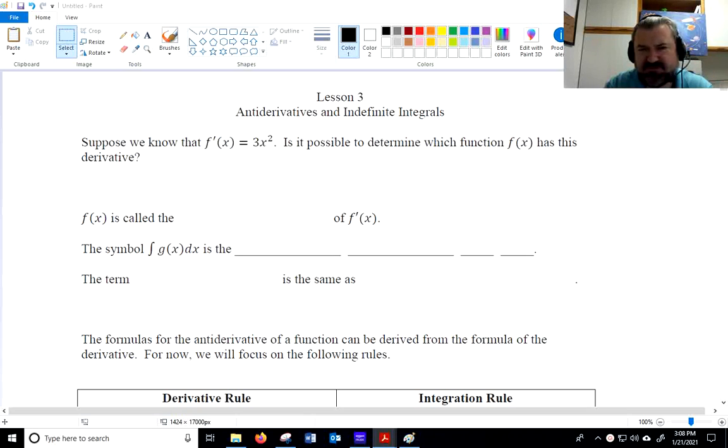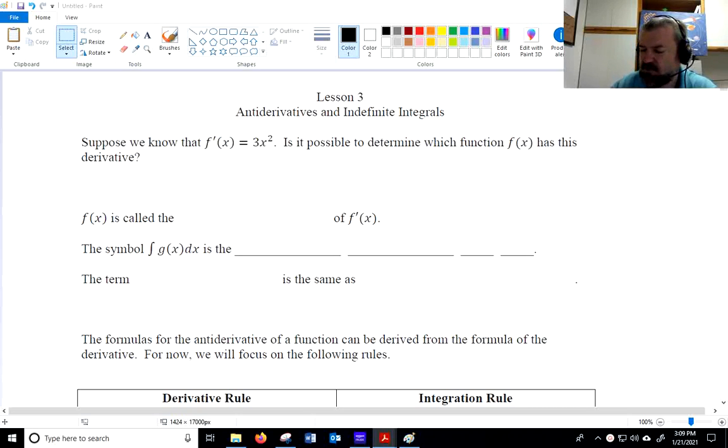So in our last two lessons, we worked on definite integrals. Today we'll learn about indefinite integrals, which are related. So suppose we know that f prime of x is equal to 3x squared. Is it possible for us to determine which function f of x has this derivative? Think about that for a second.